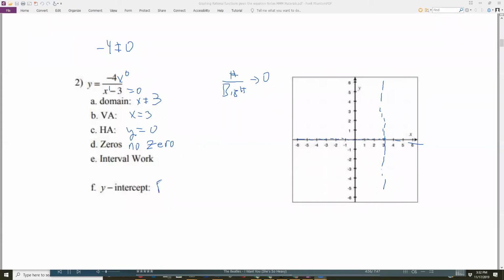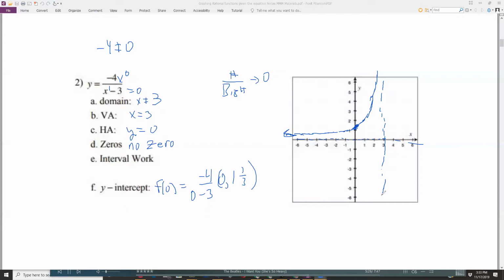And then how about the y-intercept? Well, f of 0 equals -4 over -3, because 0 minus 3, right? So that's going to be positive 1 1/3. So it crosses the y-axis at 1 1/3. So we'll eyeball that. Okay, so because that's locked in, and we know there's no zeros, this tells me this graph has to look like this. It's going to come down, cross the y-axis there, then head out, approaching 0 there.